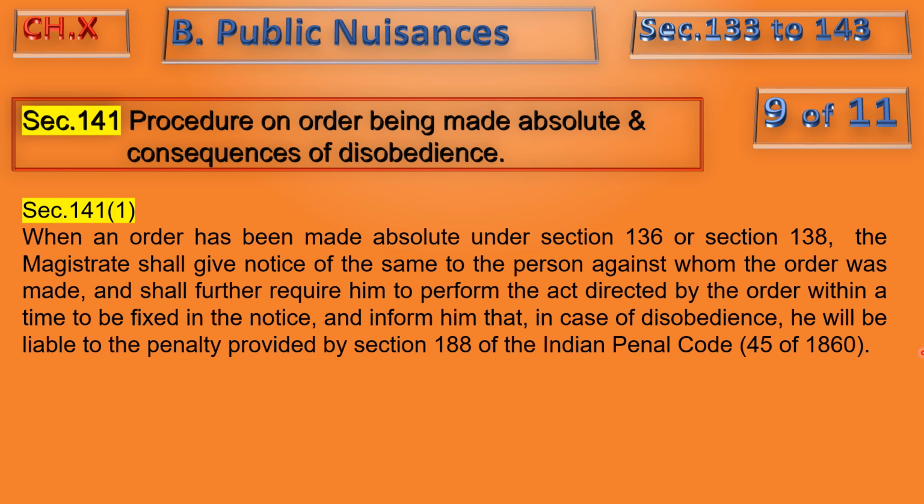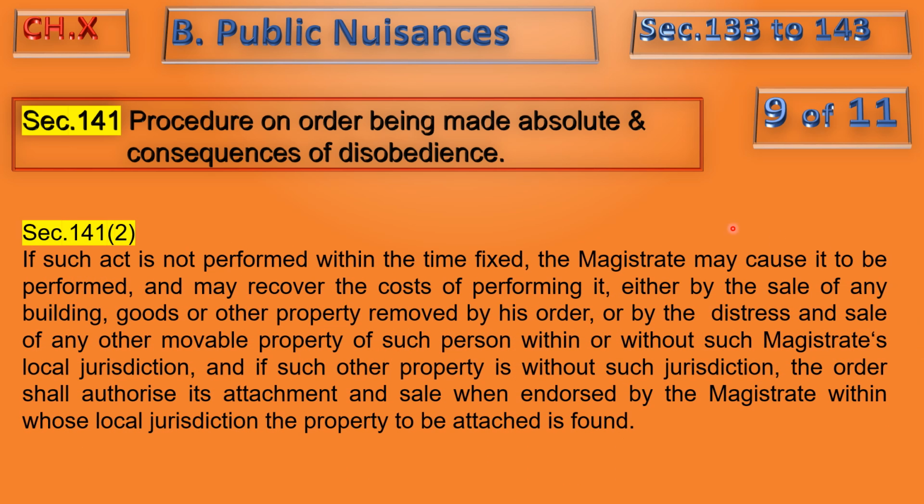Now let's check subsection 2 of section 141. It says if such act is not performed within the time fixed, the magistrate may cause it to be performed and may recover the cost of performing it either by the sale of any building, goods or other property removed by his order or by distress and sale of any other movable property of such person within or without such magistrate's local jurisdiction. And if such other property is without such jurisdiction, the order shall authorize its attachment and sale when endorsed by the magistrate within whose local jurisdiction the property to be attached is found.